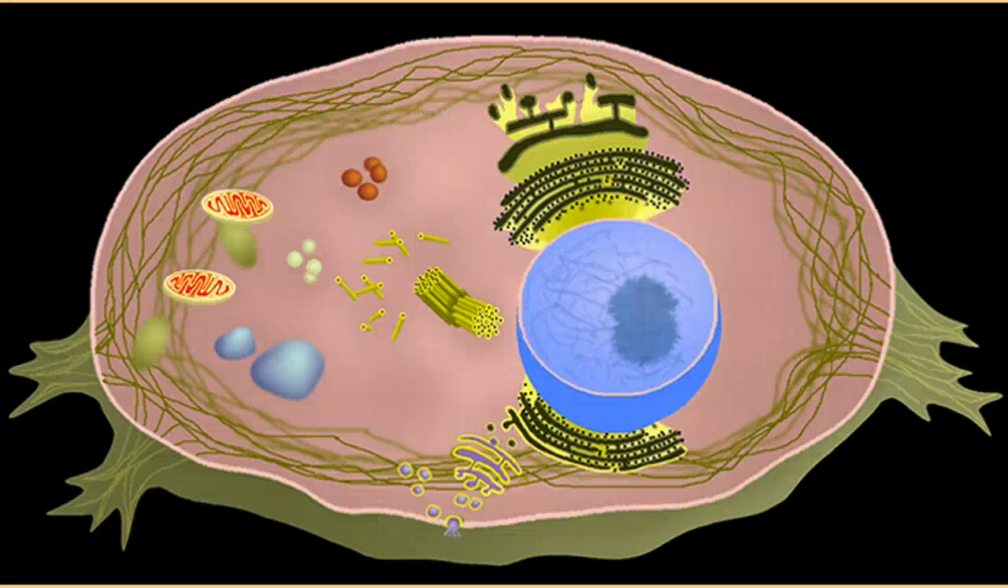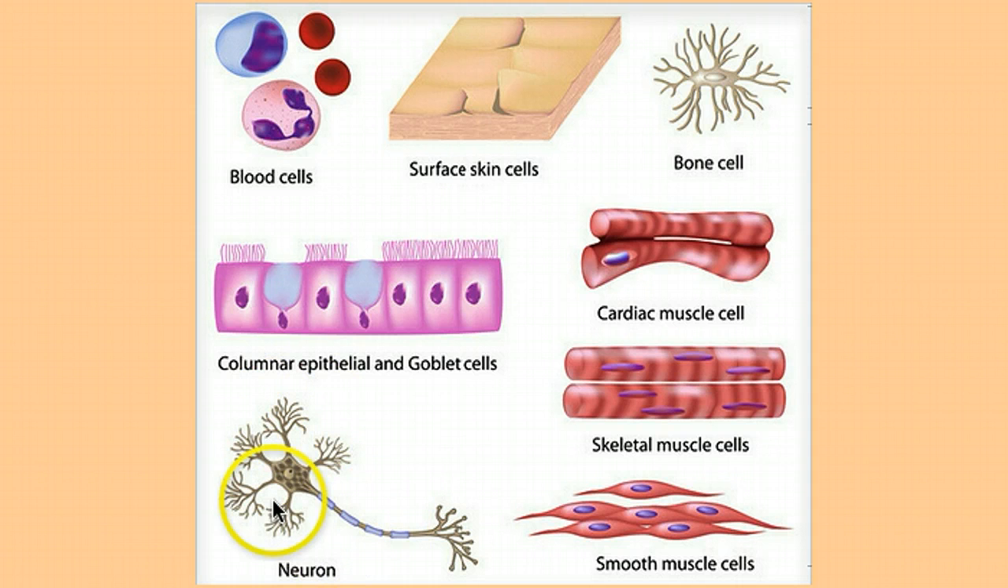The structure you're looking at right now is what is called a cell. Cells vary from each other based on their function. Here is a group of cells that are found in the human body. This is what is called a nerve cell. A nerve cell transmits messages. The blood cell carries oxygen and fights infection, and the skin cell is there for protection.